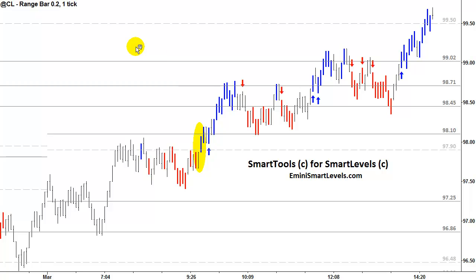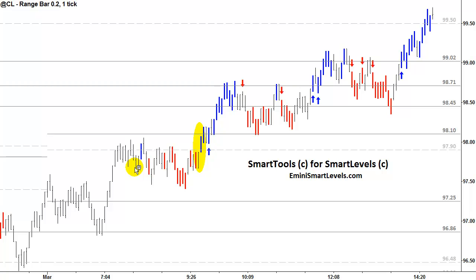Hello everyone, and welcome to this crude oil futures review using SmartTools for SmartLevels. The chart is a 0.2 range bar chart based on tick data, and the black bars here represent the overnight trading activity. All times are Eastern Standard Time, which is Greenwich Mean Time zone minus 5.